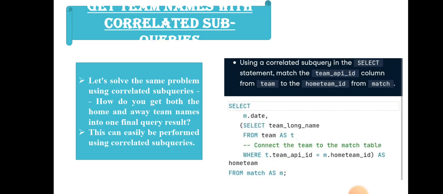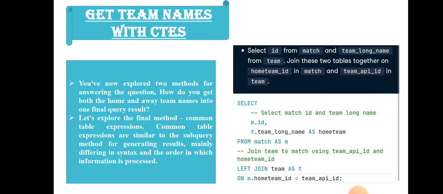Get team names with correlated subqueries. This can easily be performed using correlated subqueries. For example, select m.date, and in a subquery, select team long name from team as t where t.team API ID is equal to m.home team ID as home team from match as m.